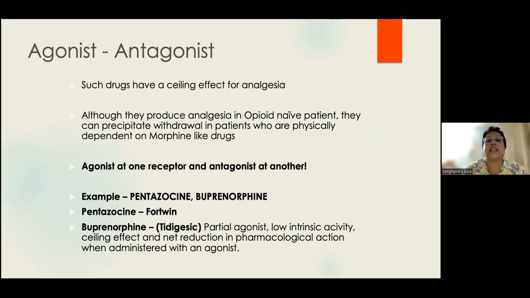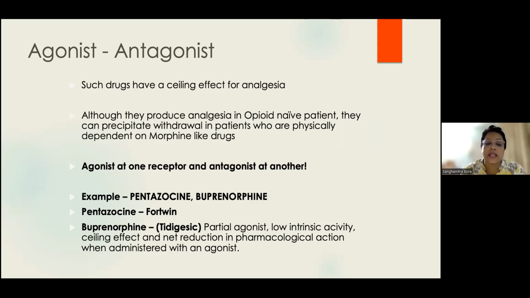They have a ceiling effect of analgesia, and although they produce analgesia in opioid naive patients, they can precipitate withdrawal in patients who are physically dependent on morphine-like drugs. They are agonist at one receptor, and antagonist at the other one. For example, pentazocine and buprenorphine. Pentazocine is commonly known as Fortwin, and TG-Gesic or Bupatch are buprenorphine. So these are partial agonists.